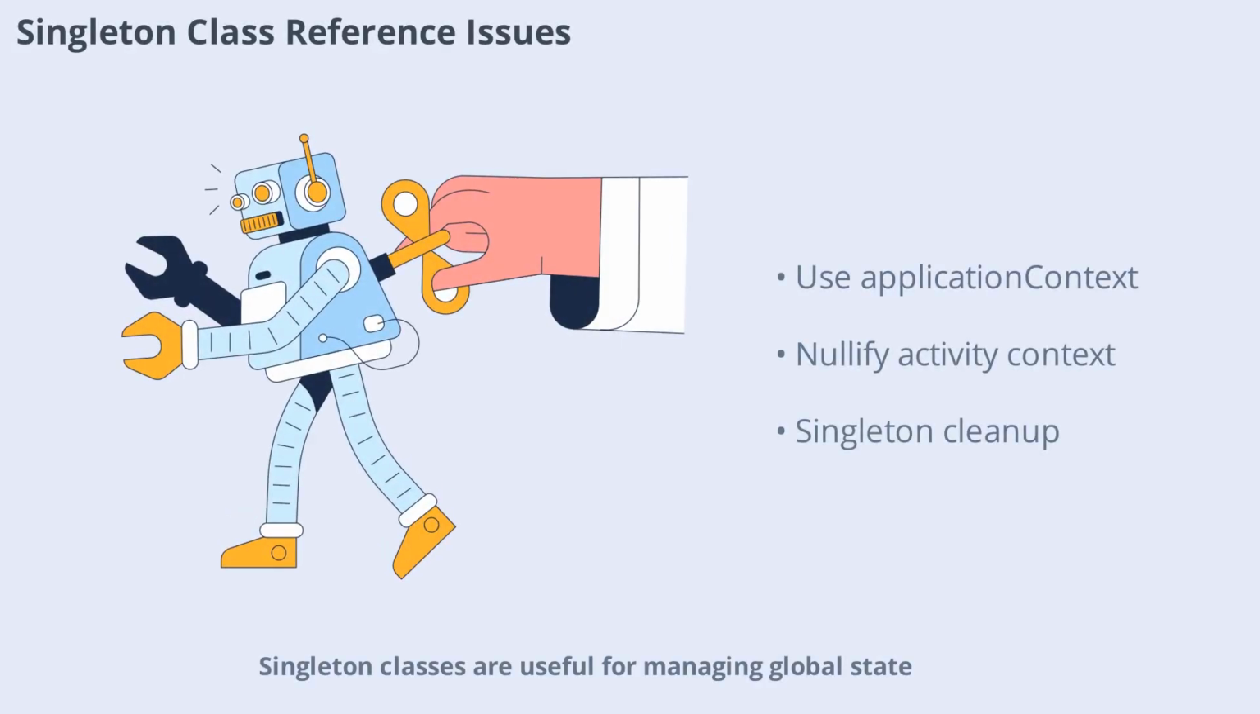Singleton classes are useful for managing global state, but passing activity context to a singleton can cause leaks. The singleton holds on to the activity, preventing it from being garbage collected. Instead, pass application context to singletons. If you must use activity context, ensure it's set to null when the activity is destroyed. This practice keeps your app memory efficient and leak-free.